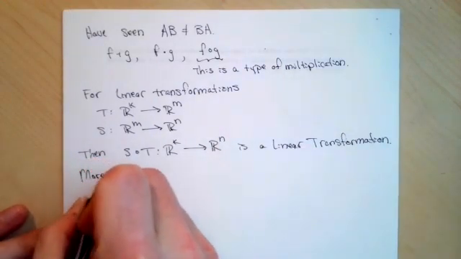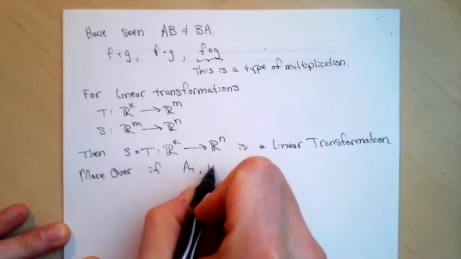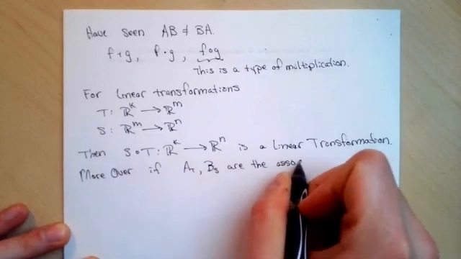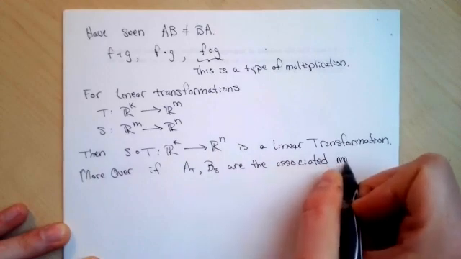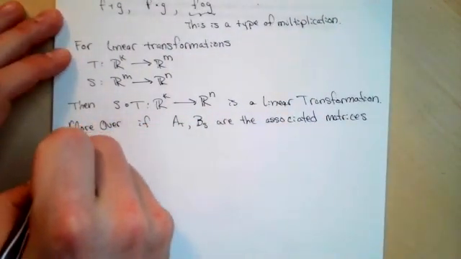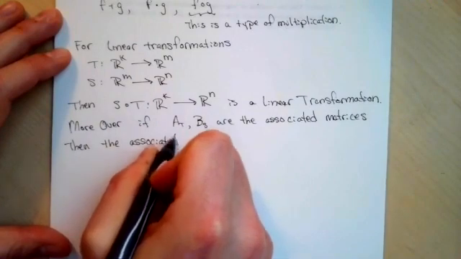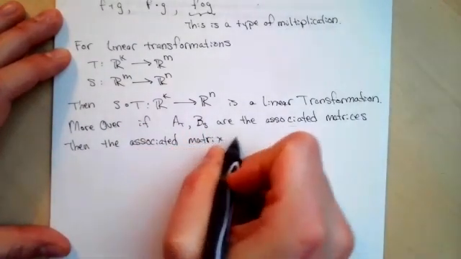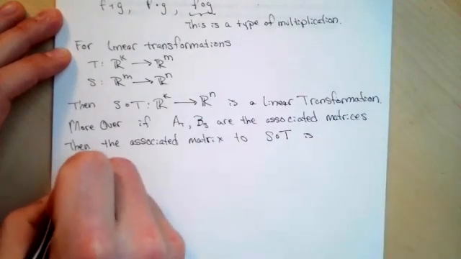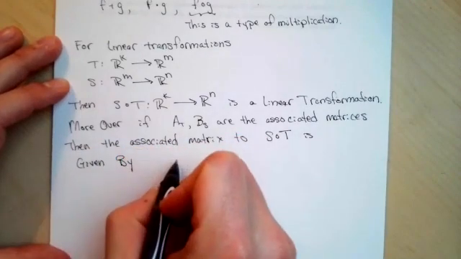Moreover, if, let's say, A of T and let's use B of S are the associated matrices, then the associated matrix to S composed T is given by just the product of the matrices.